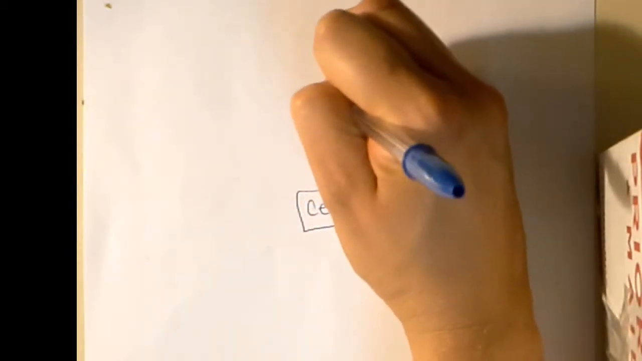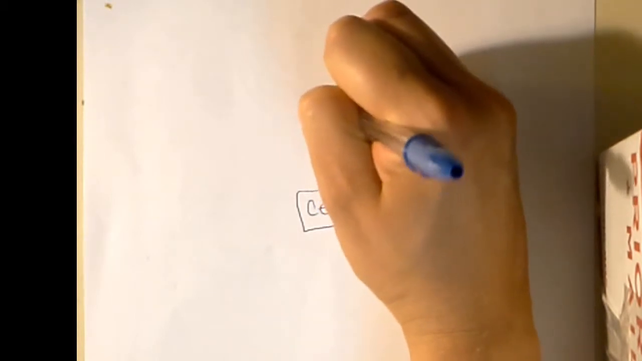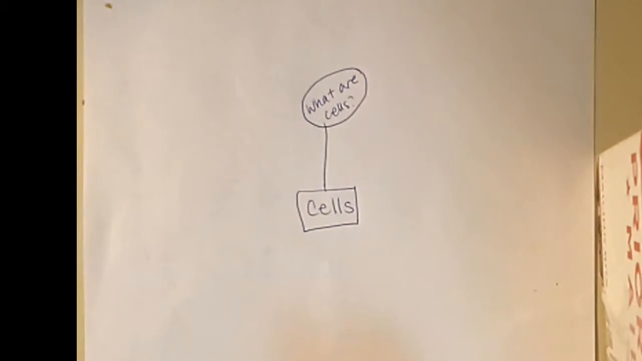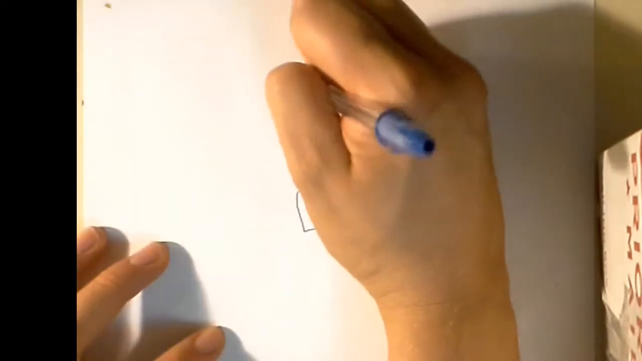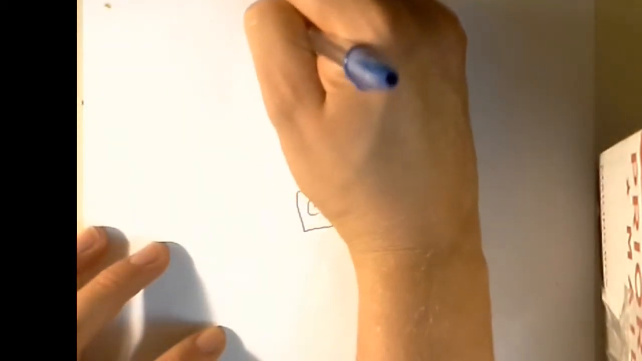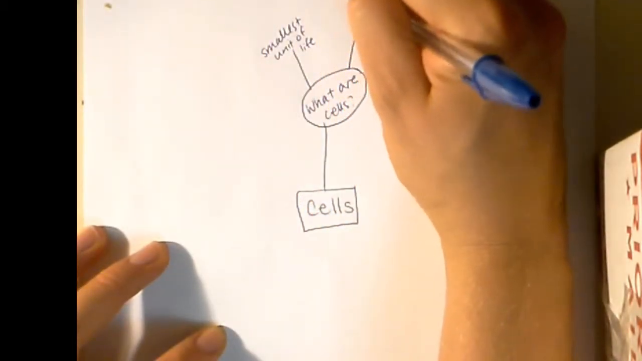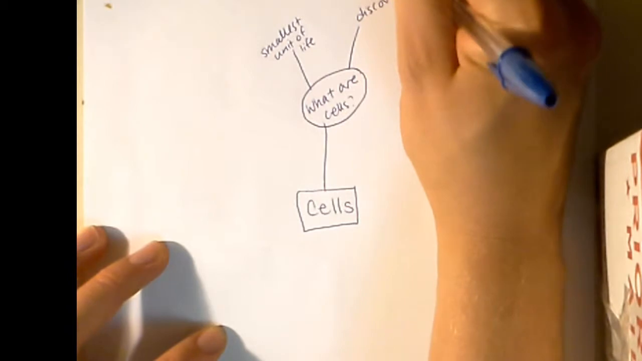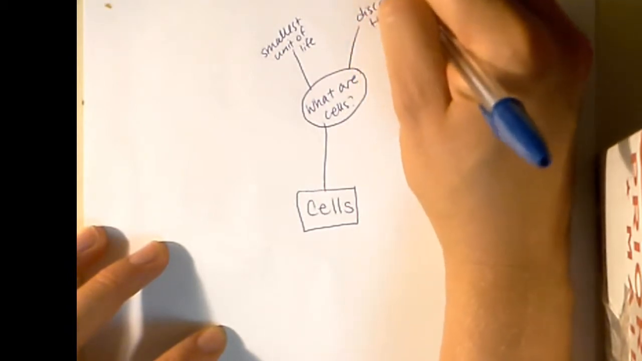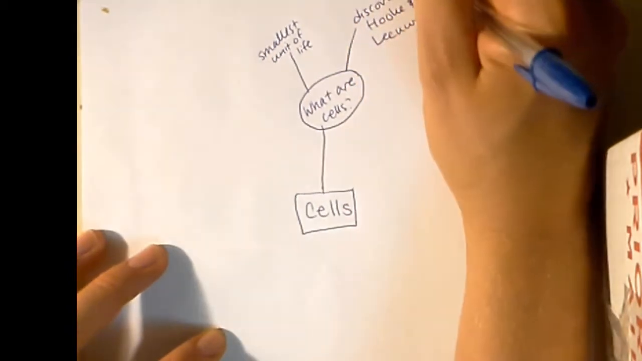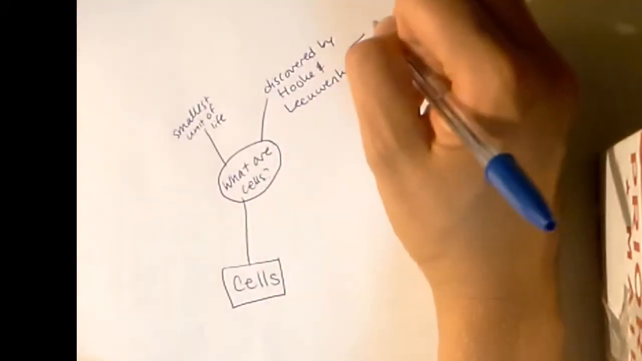So let's start with what are cells. I like to use a different shape. So here I'm going to use an oval just to show that it's a subtopic of the main topic. So what are cells? They are the smallest unit of life. They were discovered by Hooke and Leeuwenhoek, and their work led to the cell theory.